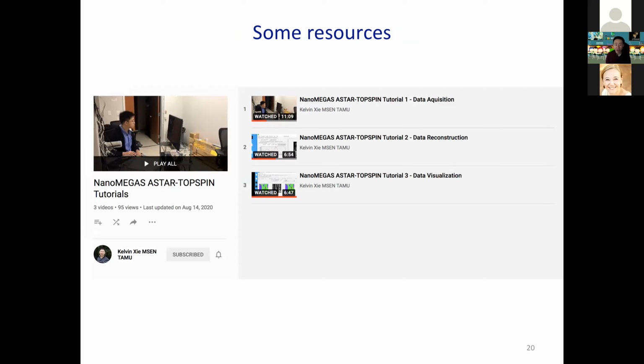and you can check them out. There are 3 videos for now. The first video shows you how to do data acquisition. Then the second video shows you how to do the data reconstruction. And the third video is on data visualization. In the next few months, once we have a good system to study for strain mapping, we'll also film the strain mapping data acquisition as well as data analysis.